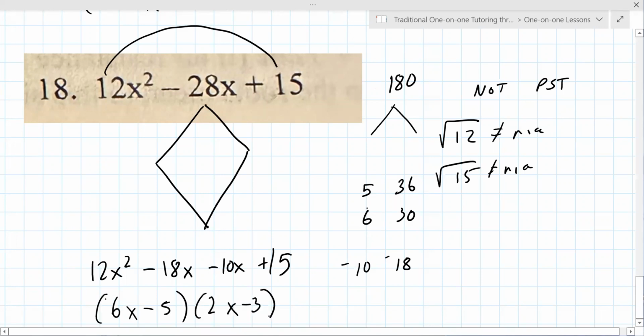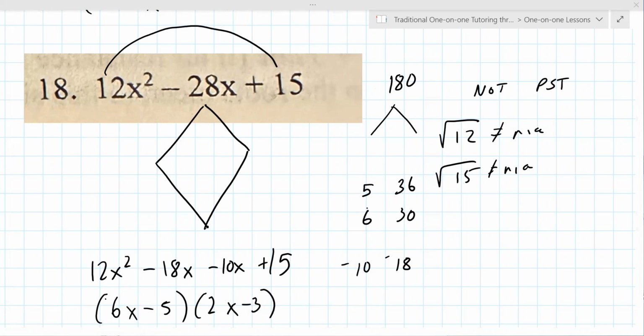Like this. Yep. Okay, so you actually can FOIL to make sure if you have the time. 12x squared minus 18x minus 10x positive 15. Yeah, perfect. Okay, really good. All right, so let's look at 15 next.